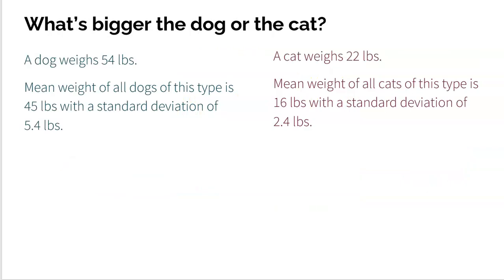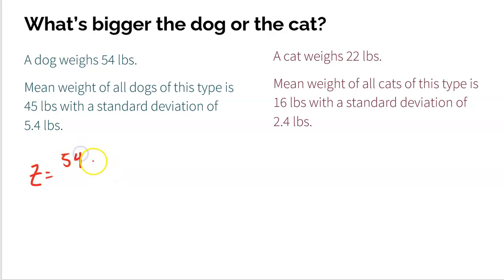Now let's do an example. We can actually see how it really is this universal measuring tool. So what's bigger, cat or dog? Well, that's not a fair comparison. Can't compare a cat and a dog. Cat's a cat, dog's a dog. You're right. But if I use z-scores, I can compare them. So a dog weighs 54 pounds, and the mean weight of all dogs of this type is 45 pounds, with a standard deviation of 5.4 pounds. So what's this dog's z-score?